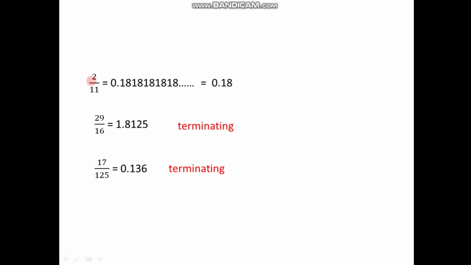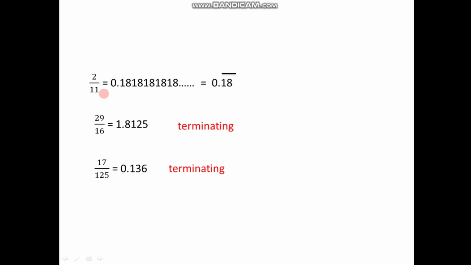Now let us have one example, 2 divided by 11. If we divide 2 by 11, we get 0.181818 and so on. That is, in this decimal form, we never get a remainder 0 and the division process never ends. And we get a group of numbers, 18, all the time. So 0.18, this group of numbers is coming again and again. That's why it is called recurring and it is denoted by 0.18 bar.